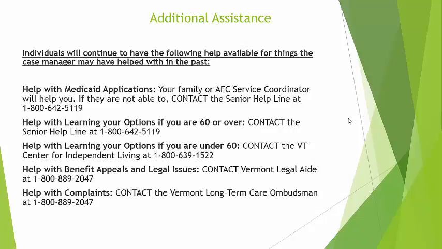If an individual needs help learning what additional community supports or options are, if they're age 60 or over, they can contact the senior helpline. If an individual is under the age of 60, then they can contact the Vermont Center for Independent Living. If an individual requires help with benefit appeals or legal issues, they can contact Vermont Legal Aid. And again, if they have any complaints that they need help to resolve, they can contact the Long-Term Care Ombudsman program, which is through Vermont Legal Aid. So all of those resources are listed on this slide.